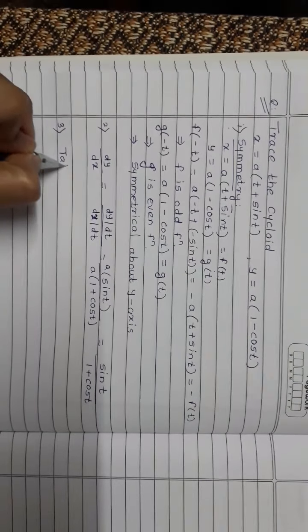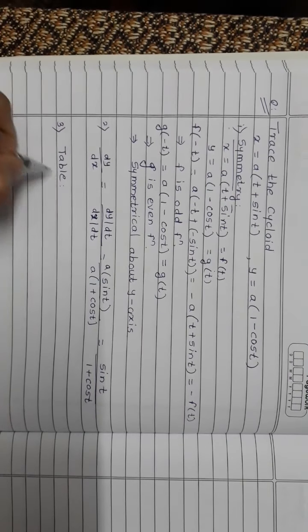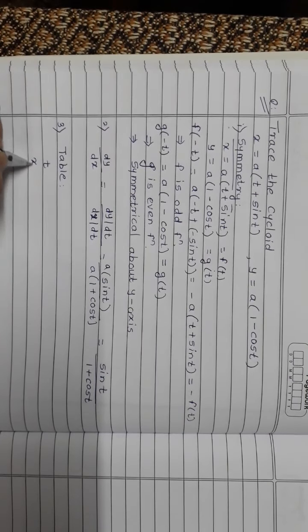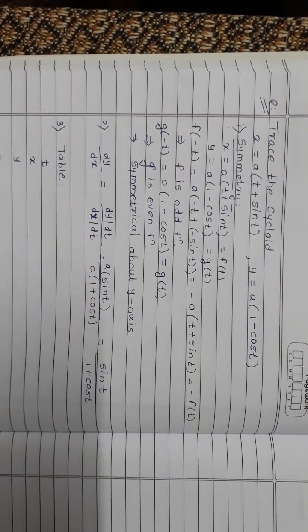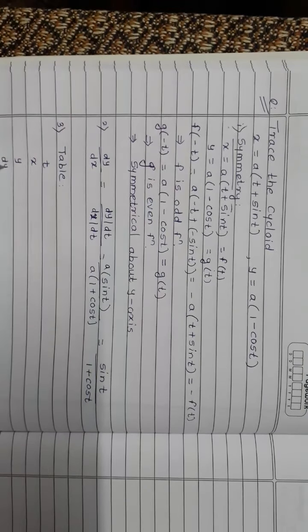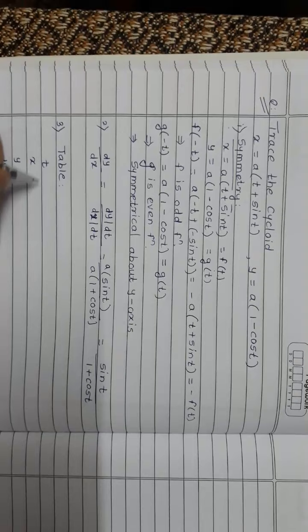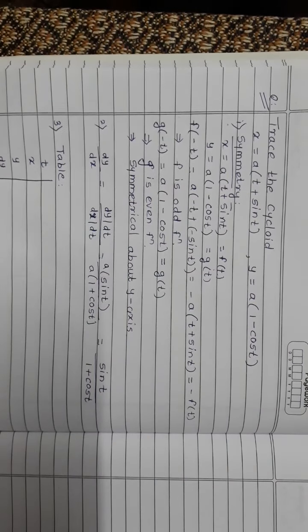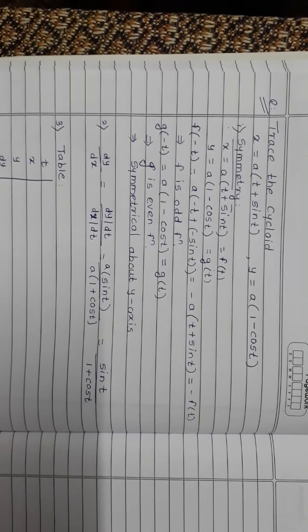So let's start with the table now. The entities in the table are t, x, y and dy by dx. I am going to select some points for t, and accordingly I am going to figure out the values for x and y. Okay, so let's start with it.